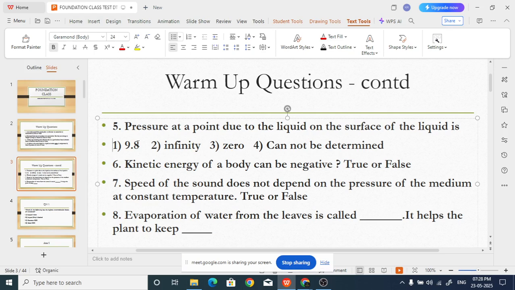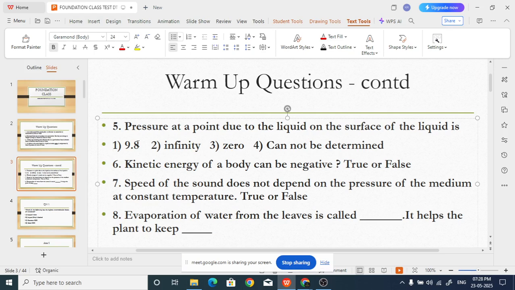Half mv square. So half mv square, will it be negative anytime? Can it become negative? Because even if v is negative, v square will be what? Positive. So it cannot be negative. So can kinetic energy of a body be negative? No, it is false. It cannot be negative. It's always positive.